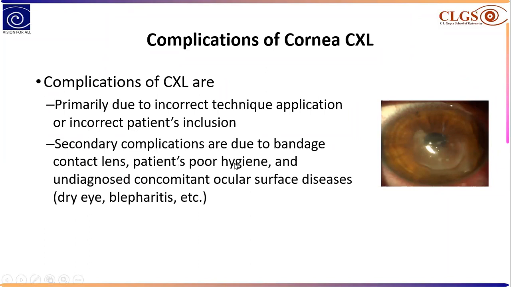Secondary complication reasons could be infection. One of the main secondary complications is corneal ulcer. That could be because of the bandage contact lens that has been put after a CXL process. Poor hygiene, or some undiagnosed ocular surface disease like dry eye or blepharitis which has been missed in a screening visit, can cause secondary complications.